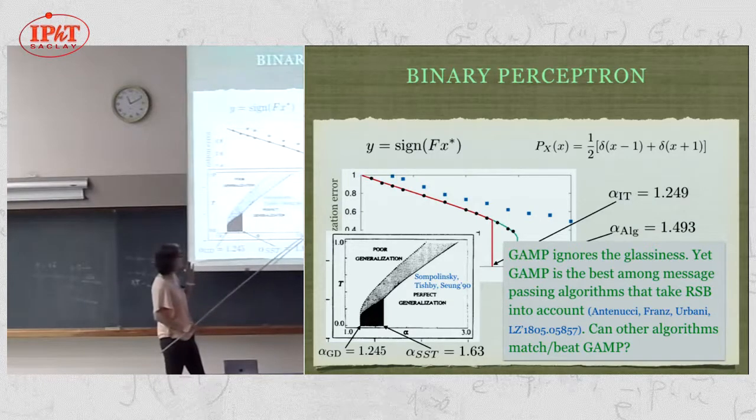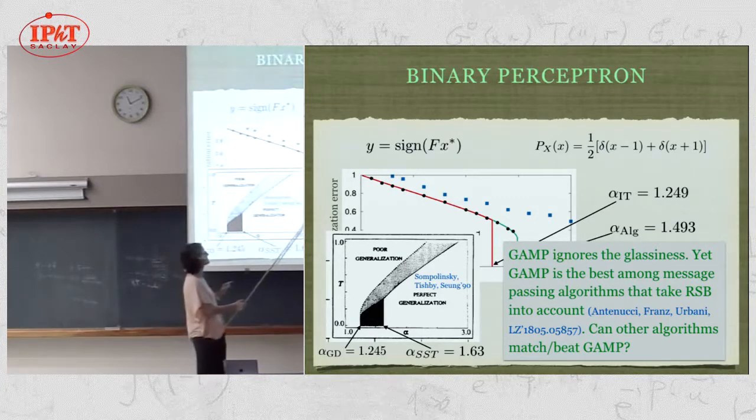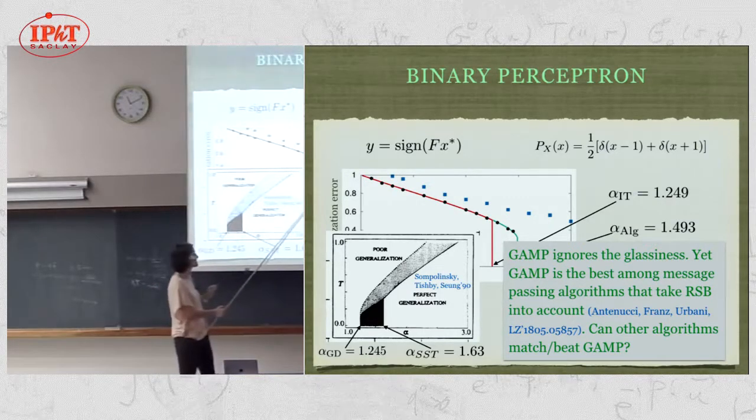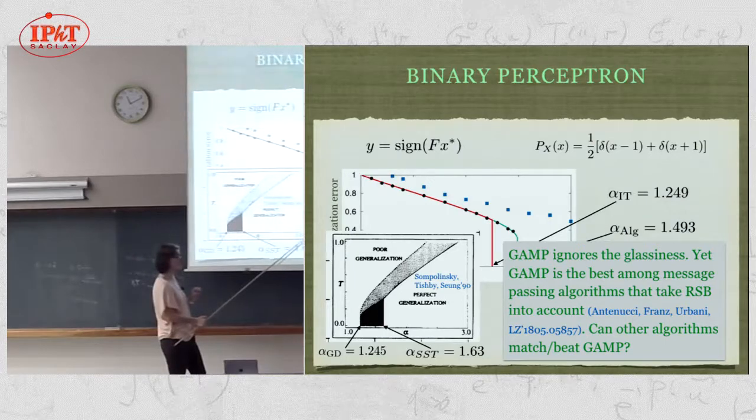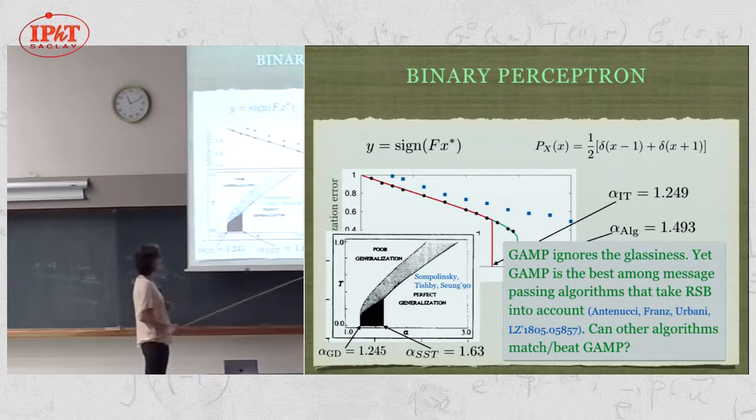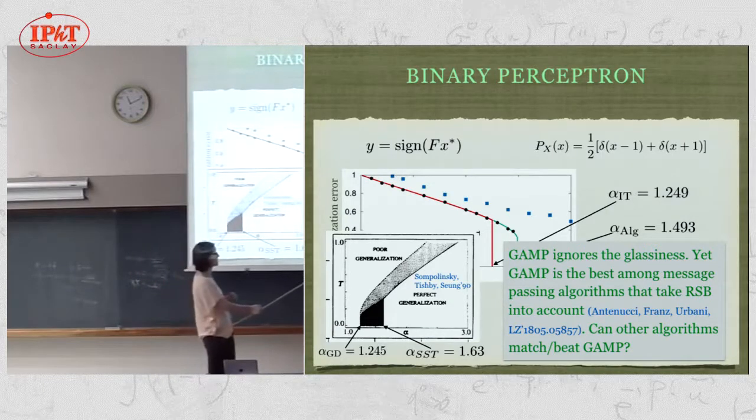But when we analyze it, we realize that the best among all those algorithms is the original one that doesn't take the glassiness into account. So, okay, I don't understand physically why that is true, but it definitely brings up a question: can algorithms beat GAMP? On which I think that no. Can it at least match GAMP?